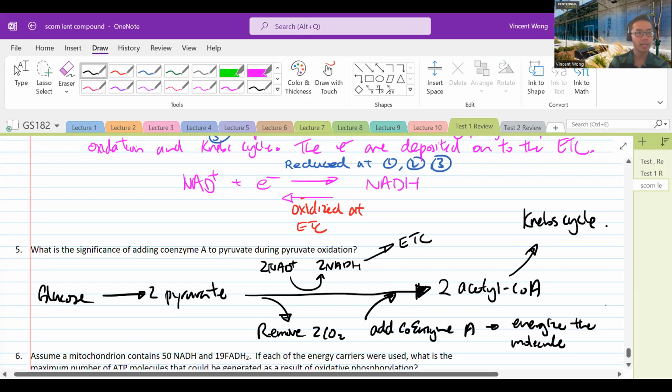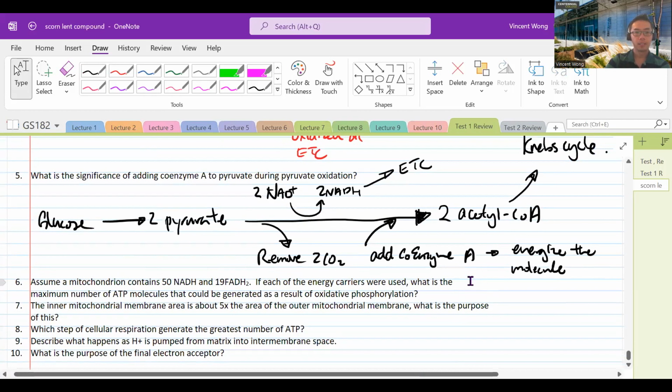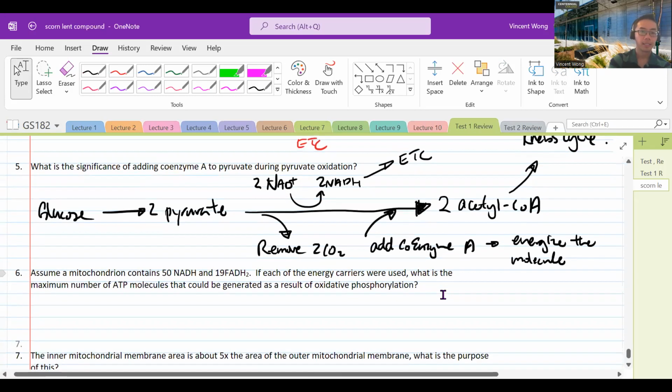Karina, they gain electrons, as in the NAD plus, right? Not the pyruvate. Just want to clarify that. Electrons are being removed from the pyruvate, and those electrons will be captured by the NAD plus.